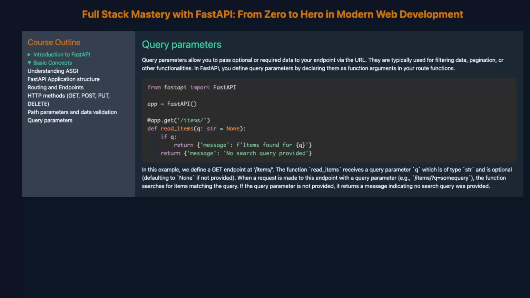In this example, we define a get endpoint at /items/. The function read_items receives a query parameter q, which is of type str and is optional, defaulting to None if not provided. When a request is made to this endpoint with a query parameter, e.g., /items/?q=SomeQuery, the function searches for items matching the query. If the query parameter is not provided, it returns a message indicating no search query was provided.